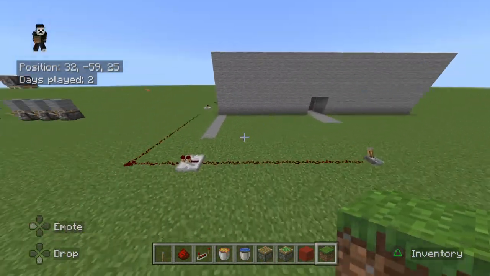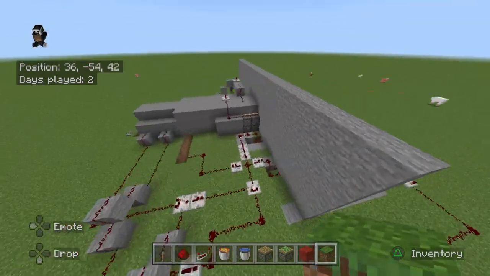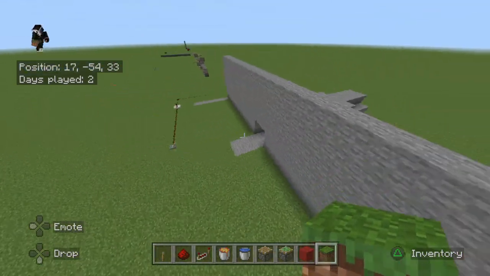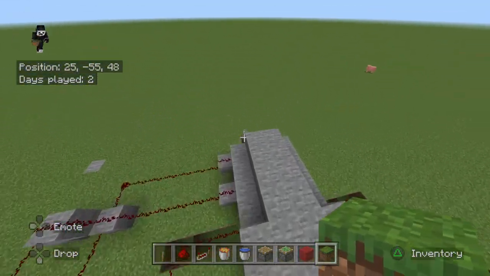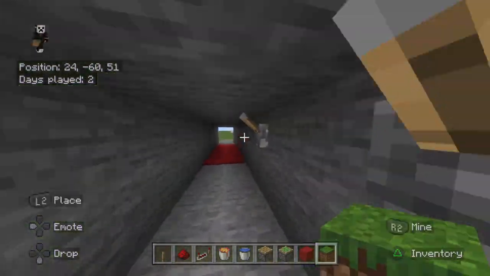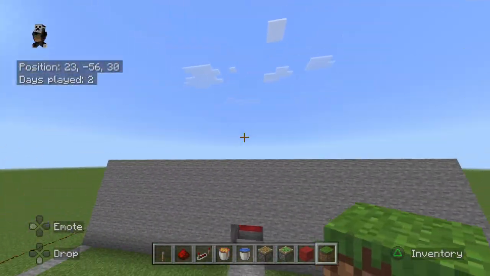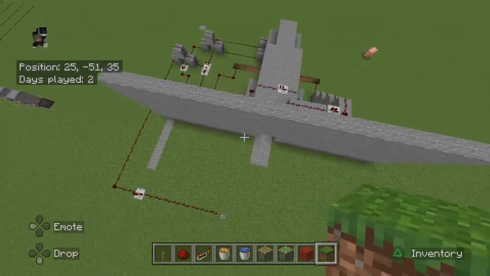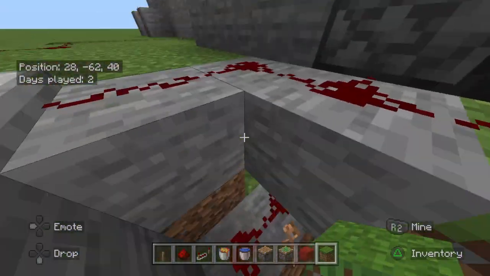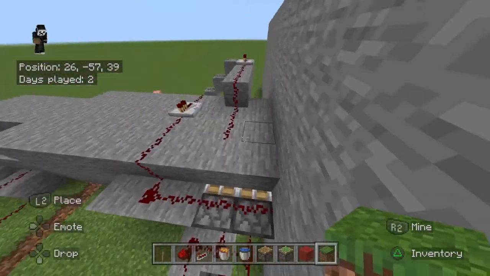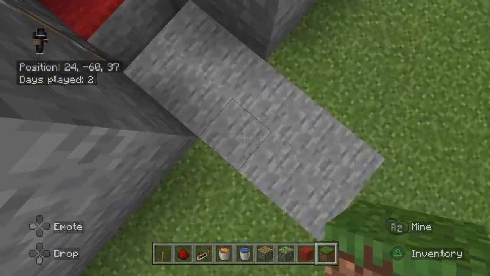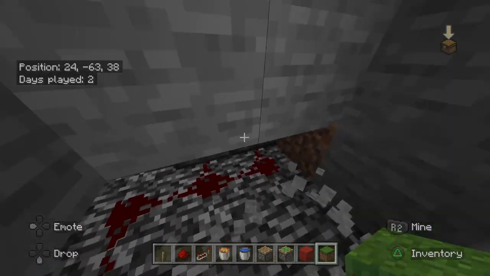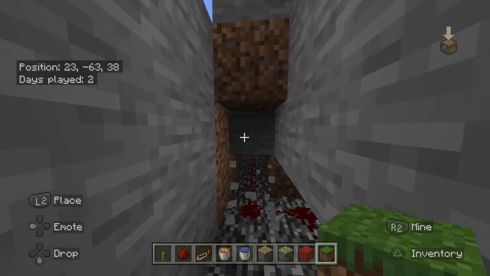I'm going to post a video on redstone components and what they actually do. However, this video is just going to be a video showcasing the Jeb door. In that first video where I showed you this, I kind of told you guys a few things.